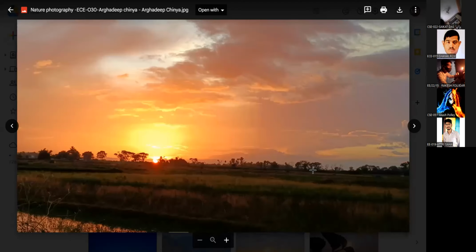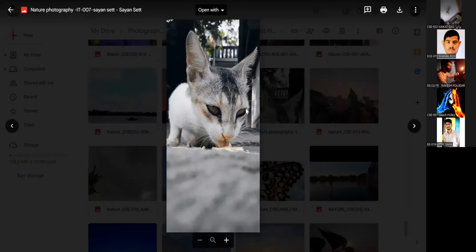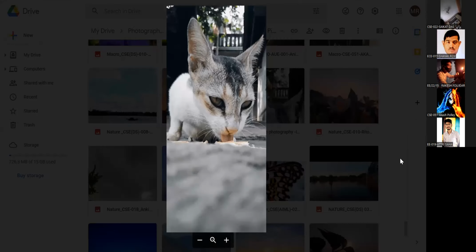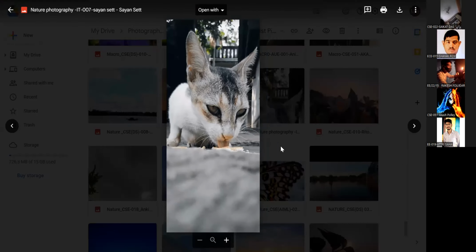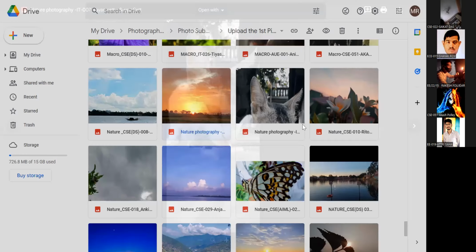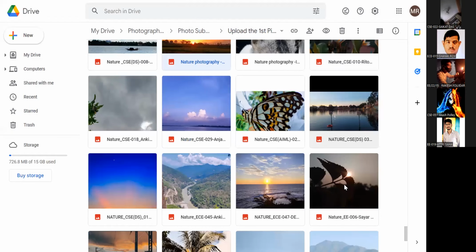Interesting one, but the horizon mistake is there in this picture. Okay, I'm not such a fan of these cats, so it's a personal choice.